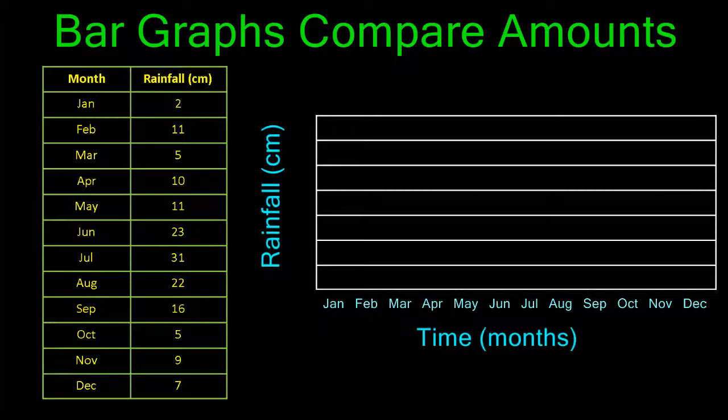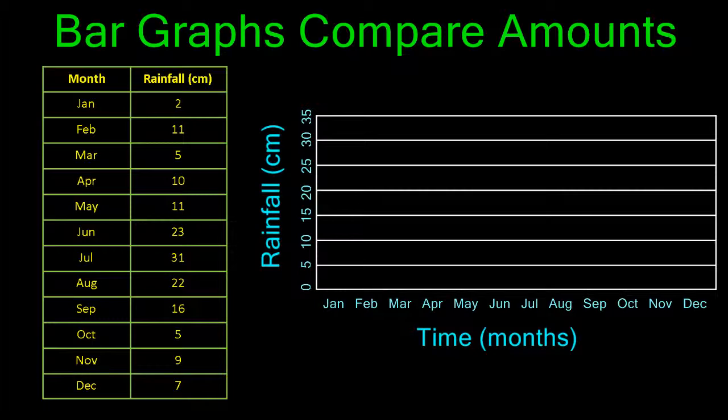We can see that we have 1, 2, 3, 4, 5, 6, 7 lines going across on our y-axis. And if we look at our data table, the largest value we have for rainfall is 31 centimeters that fell in July. That's our greatest value that we need to fit on our y-axis. So we need to make sure that we space our y-intervals accordingly in order to fit that data point on there. Since we have 7 lines, we could make each of those lines represent 5 centimeters of rainfall.